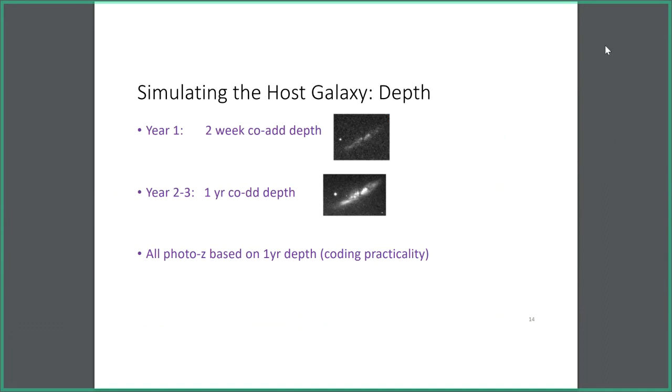Okay, next slide. As far as the depth, the plan for now is in year 1 of the challenge, the depth of the galaxies will be based on a 2-week co-added depth. And then in years 2 and 3, it will be based on a 1-year co-added depth. So that will impact the fraction of hostless galaxies. Now, I don't know the real timeline for getting a 1-year co-add or a 6-month co-add. This is just rather arbitrary. If people really feel strongly that this is woefully wrong and have a better model for the depth versus time, I'm happy to implement that. All the photo-Zs, however, are based on a 1-year depth. It's really a coding practicality. It's a bit more difficult to have the photo-Z depth varying in the challenge.